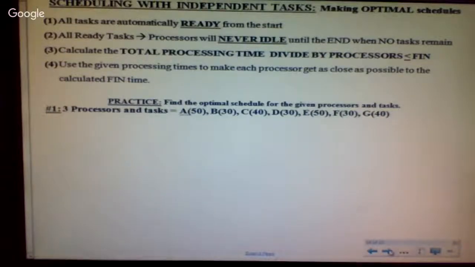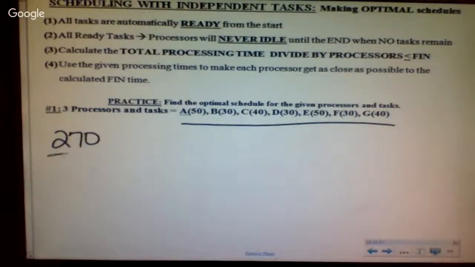I've got 3 processors, and I want to divide all of these tasks amongst them. So we're going to do the same steps, but this time we're not going to draw out the pretty chart. We're just going to put the tasks together. So how much total time does it take us to do all of these tasks? You said 270? 270 divided by 3. Each processor should work a total of 90 minutes.